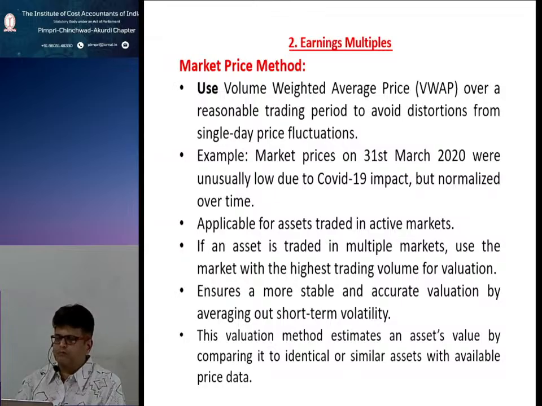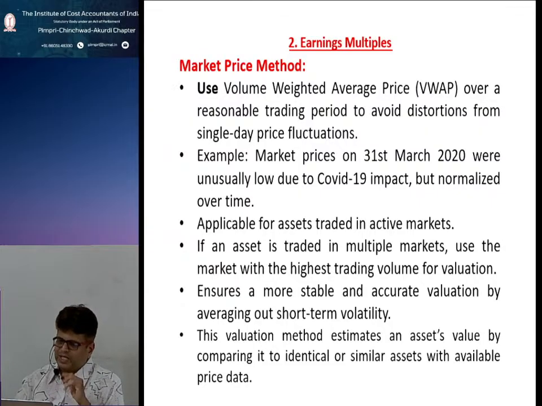Then comes the second method, the market price method. Over here, one has to use the volume weighted average price, which is called VWAP, over a reasonable trading period to avoid distortions from single day price fluctuation. For example, market prices as on 31st March 2020 were unusually low due to COVID-19 impact, but normalized over time. So that's the market price method, applicable for assets traded in active markets. If an asset is traded in multiple markets, use the market with the highest trading volume for valuation.